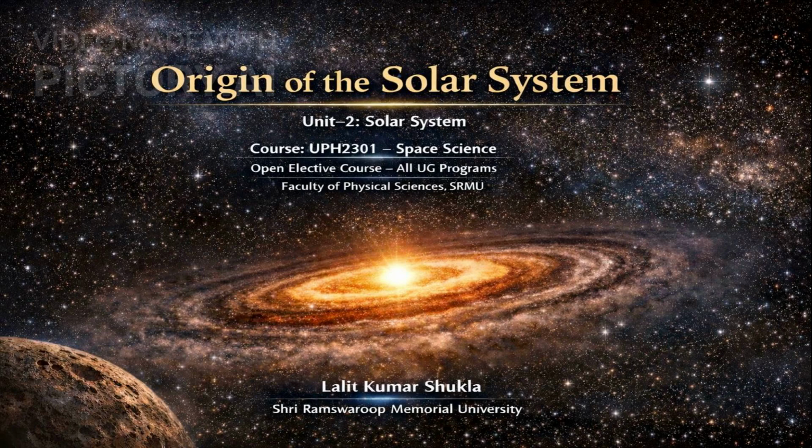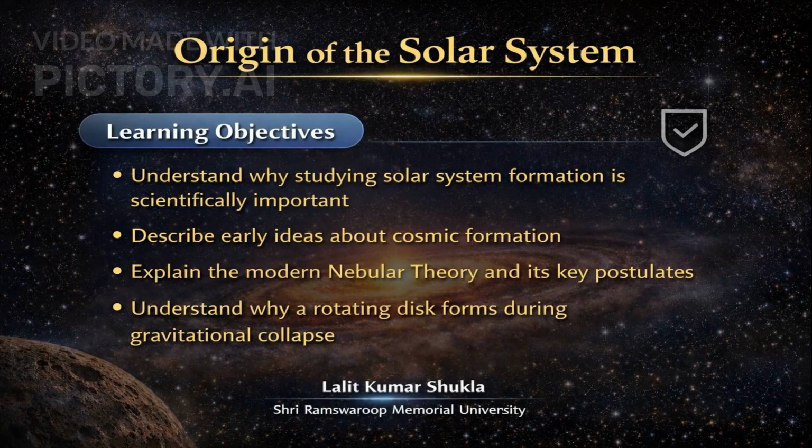Welcome to an intriguing journey into the origins of our solar system. This course, part of the space science program, will delve into the fascinating processes that shaped the celestial neighborhood we call home. Our learning objectives include understanding the scientific importance of solar system formation, exploring early ideas about cosmic creation, and examining the modern nebular theory. We'll also uncover why rotating disks form during gravitational collapse.